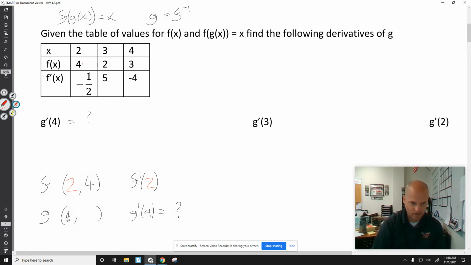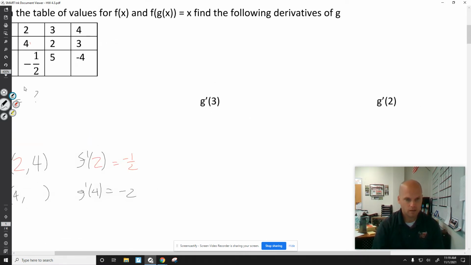So the x coordinate turns into the y coordinate of its inverse. Find the derivative at that point, or the derivative at the corresponding x coordinate. So f prime of 2 is negative a half. That means g prime of 4 is negative 2. Okay, so g prime of 3. Ready? Here's what we do. I want to find g prime of 3. I will focus on g and its point where its x coordinate is 3.